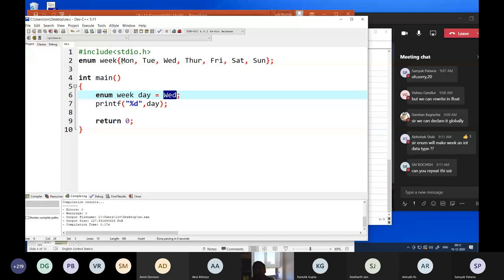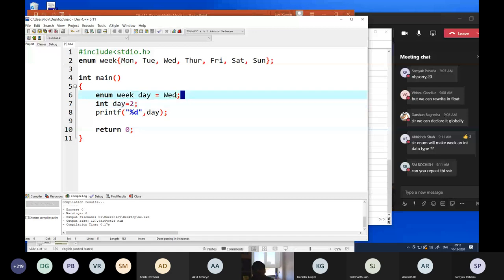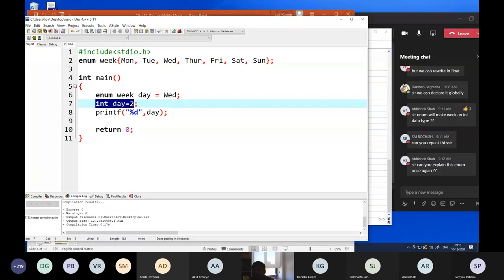Same like that, here you can also write 0, 1, 2, 3. But when you are writing weekday equal to Wednesday, this one becomes more easy to understand as compared to if you are writing int day equal to 2. If you are writing int day equal to 2, then in this case, you cannot specify what day we are going to prefer. Okay.